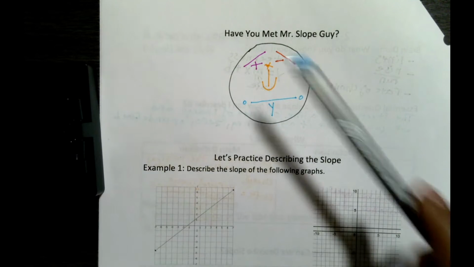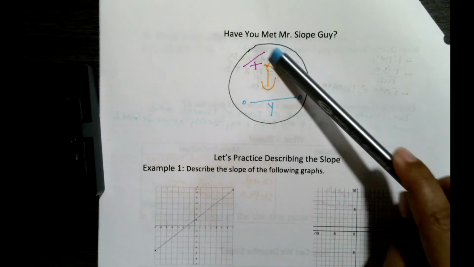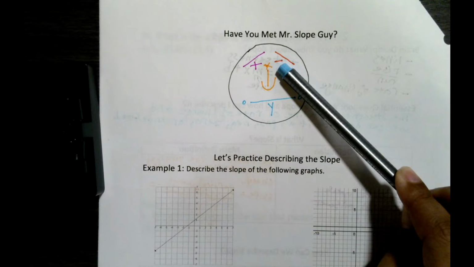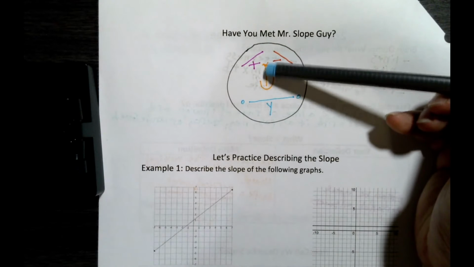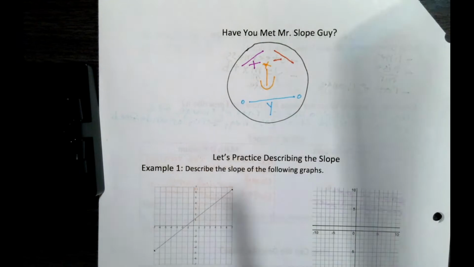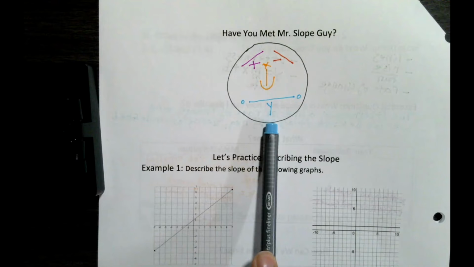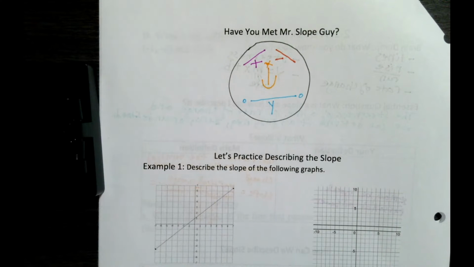If you have a line that is increasing, you know your slope is positive. If you have a line that is decreasing, you know your slope is negative. If you have a vertical line, your slope is undefined, and it'll be x equals some number. If you have a horizontal line, your slope is 0, and it'll be y equals some number. So Mr. Slope Guy is just another way of visualization besides the chart that I gave you over there to help you remember the different types of slope.